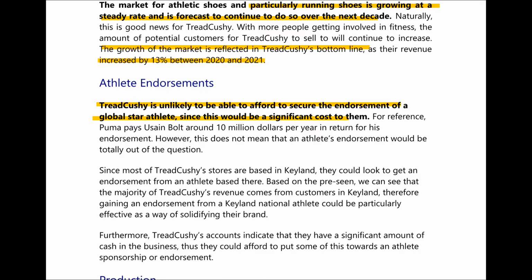As we've seen, they have a key focus on the domestic market in Keyland. They could look to get an endorsement from an athlete based there. Most of their revenue is coming from customers in Keyland, and so if they could get the endorsement of an athlete native to Keyland who's popular there, this could have a massive impact on their bottom line, and they could see a significant growth in the strength of their brand, which, as we've already discussed, is vital in this industry.